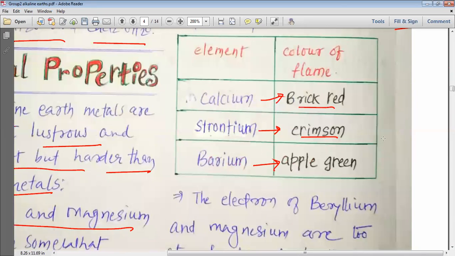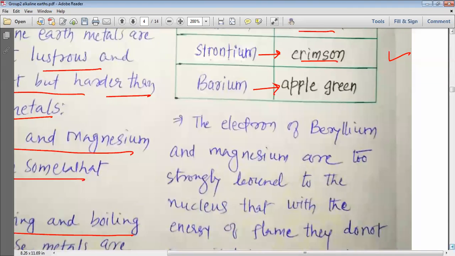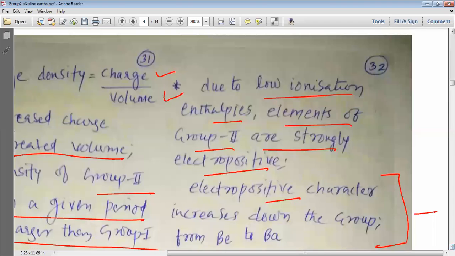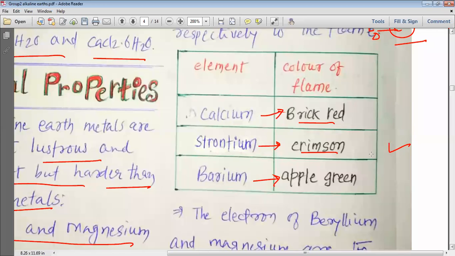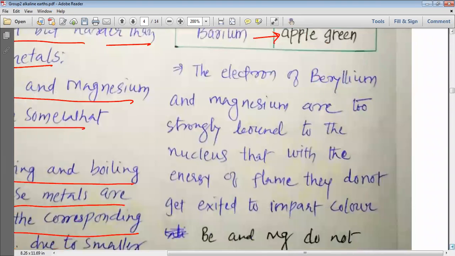Please remember, this is a very important point, and it may be asked in your exams or even in your competitive exams. Once again, I would like to repeat that the elements of group 2 impart various colors. For example, calcium imparts brick red color, strontium imparts crimson color, whereas barium imparts apple green color.